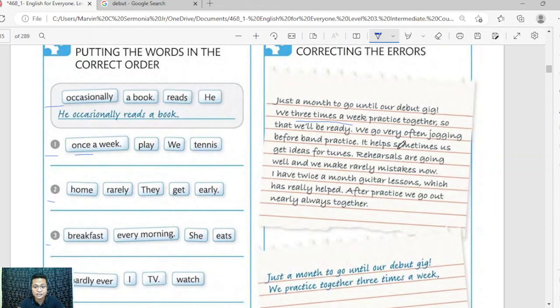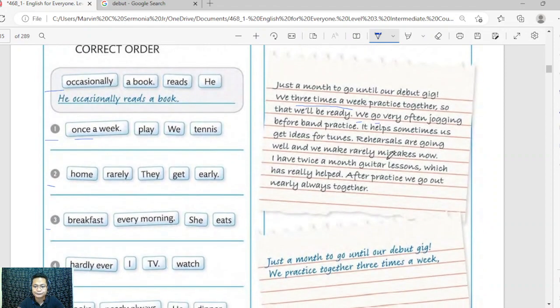We go very often jogging. It must be we very often go jogging. It's an adverb of frequency, so it must sit between the subject and the verb. It helps sometimes us get ideas for tunes. It sometimes helps us get ideas for tunes.